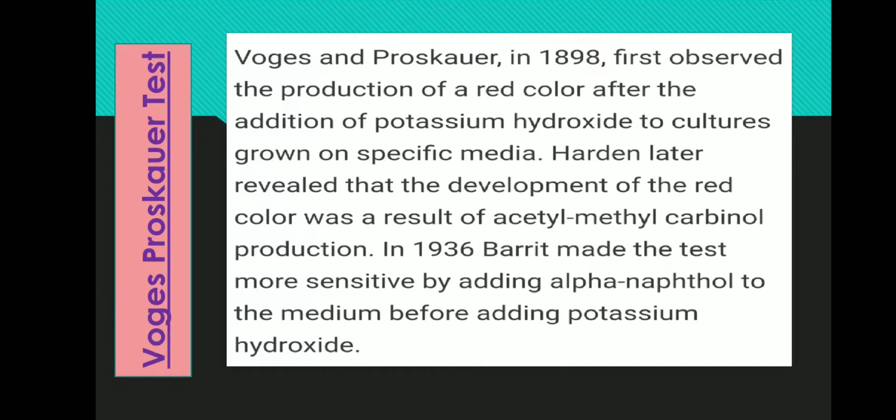Voges-Proskauer test. Voges and Proskauer in 1898 first observed the production of red color after the addition of potassium hydroxide to the cultures grown on glucose phosphate broth. Harden later revealed that the development of the red color was the result of acetyl methyl carbinol production. In 1936, Barritt made the test more sensitive by adding alpha-naphthol to the medium before adding potassium hydroxide.